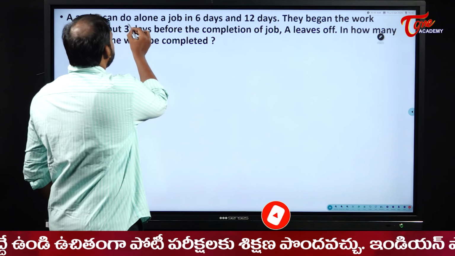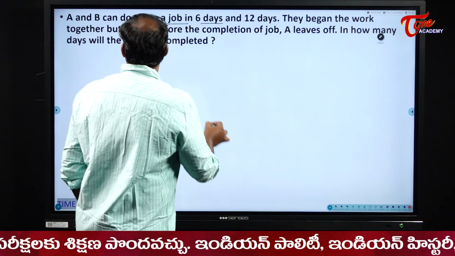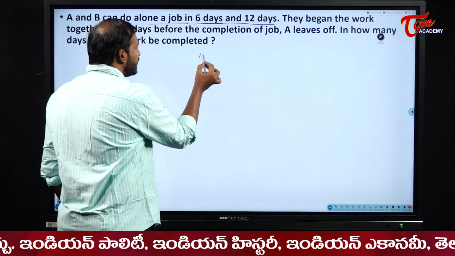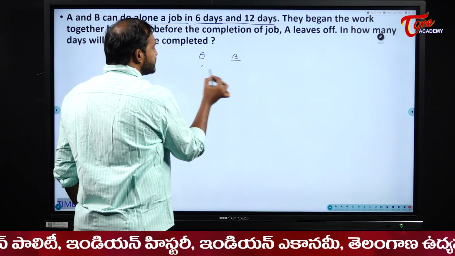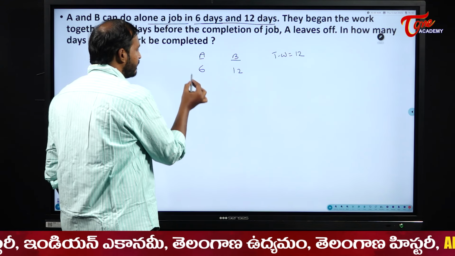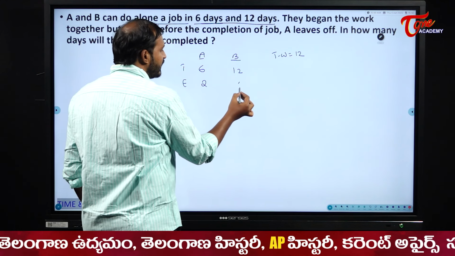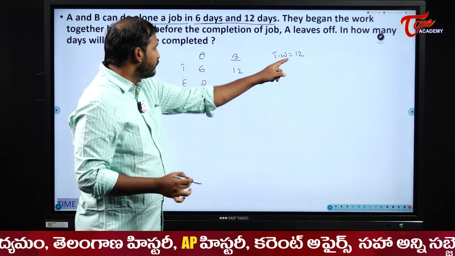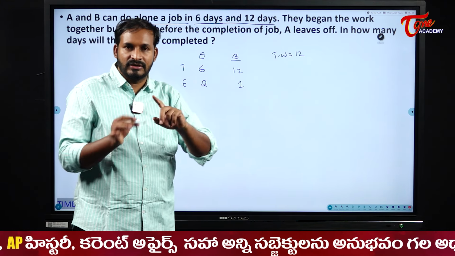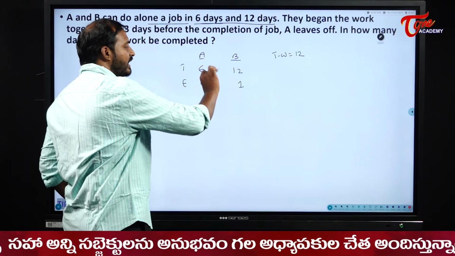Now see here, A and B can do a job alone in 6 days and 12 days. There are two persons, A and B. They can do the job in how many days? 6 days and 12 days. So what is the total work here? 12, the LCM of 6 and 12 is 12. And what is the efficiency of A? Efficiency of A becomes 2 and efficiency of B becomes 1. How? 12 by 6 is 2, 12 by 12 is 1. Please do watch our first video so that you will get a clear idea why we are writing it directly. Now I have the total work, I have their efficiencies.